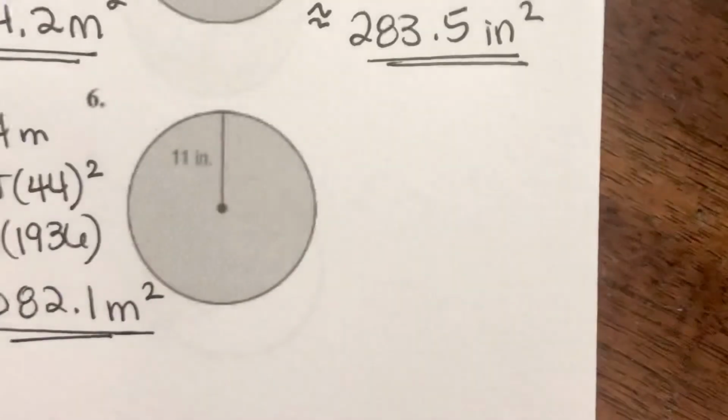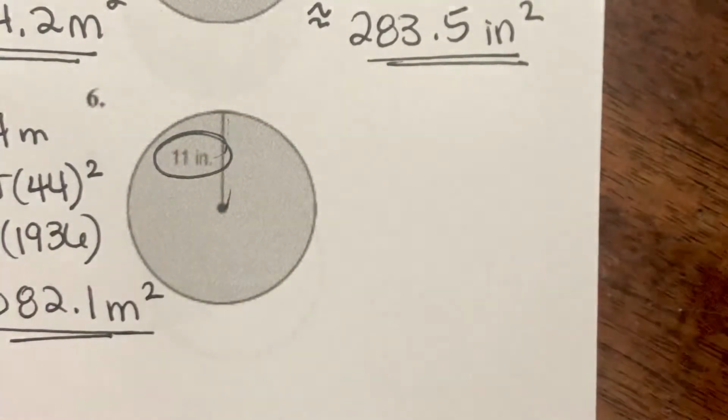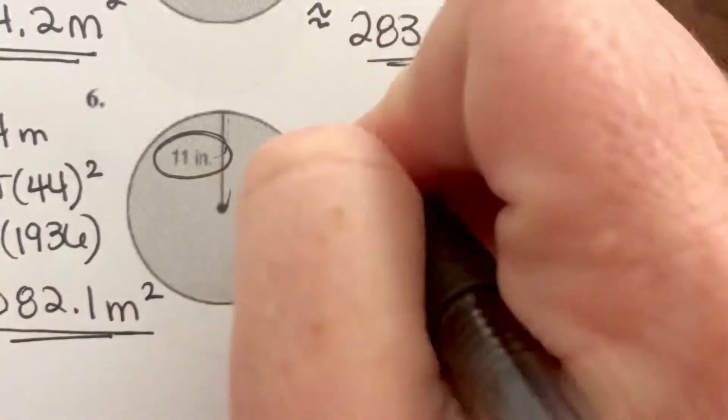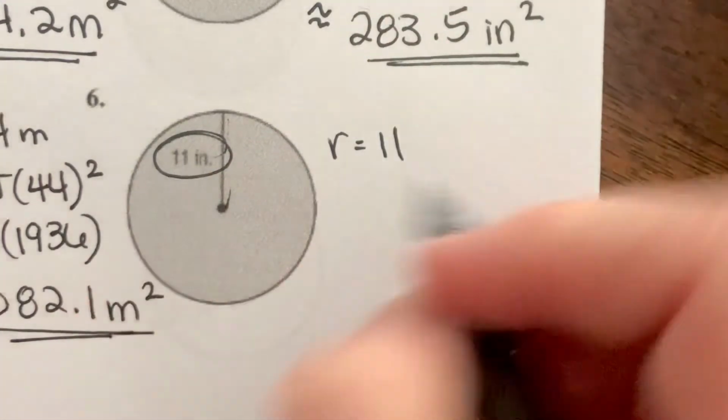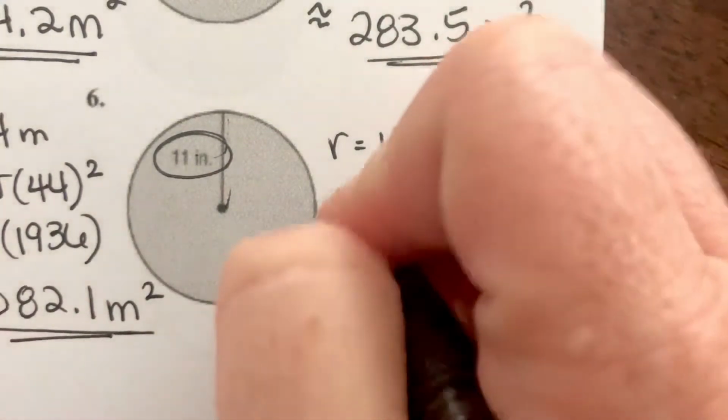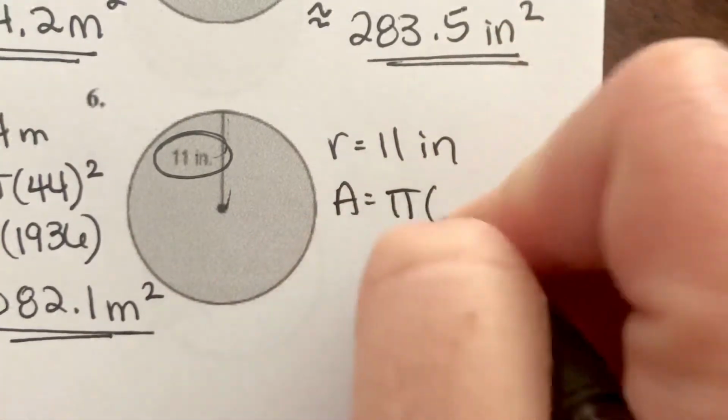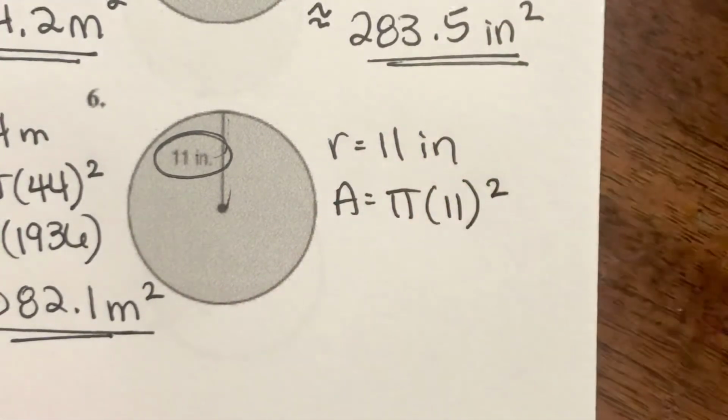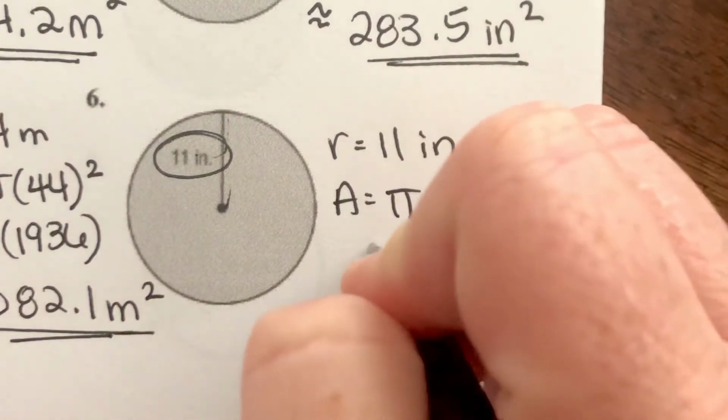Last one of these first 6. Now it does give us the radius, right? Just from the center out. Always got to pay attention to that. So the radius equals 11, and that's in inches. So area equals pi times the radius squared. 11 squared is 121.